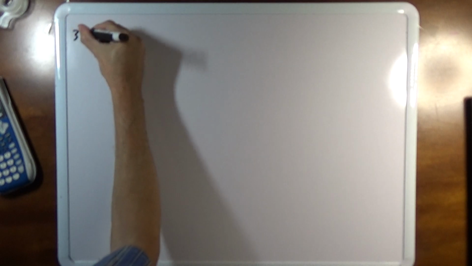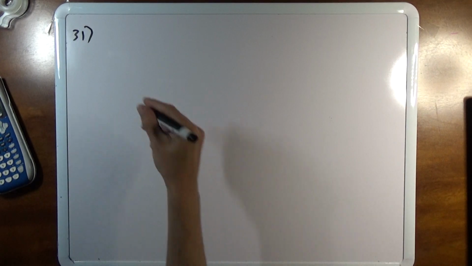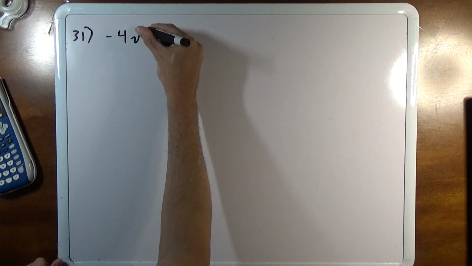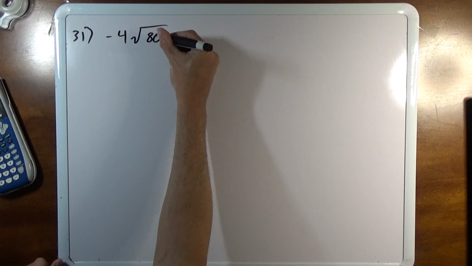Okay, Algebra 1 review final for Cardinal Newman, 31. Says simplify the radical expression: -4 times the square root of 80.